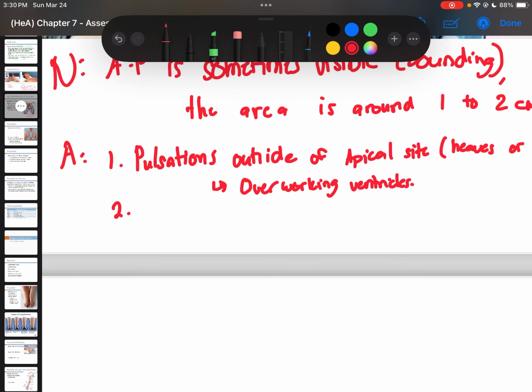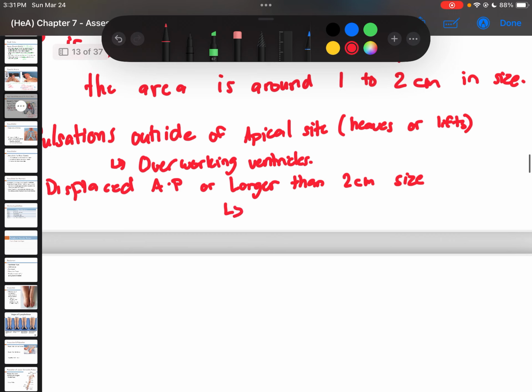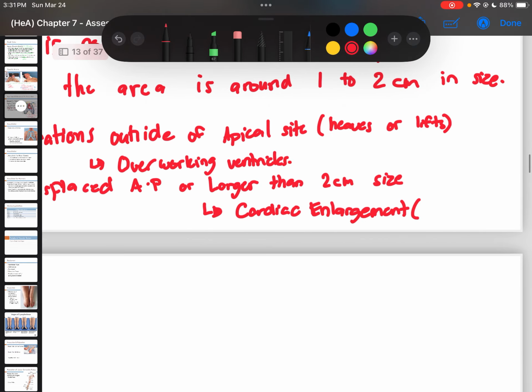Next is what we call a displaced apical pulse, or larger than 2 cm in size. This is caused by what we call cardiac enlargement, also known as hypertrophy, or cardiac hypertrophy. Now, why is it displaced?